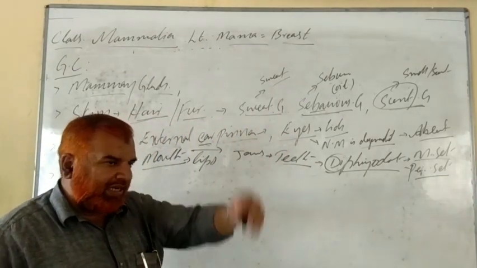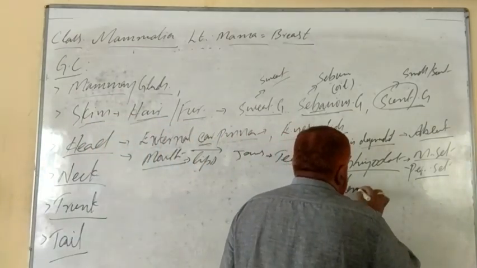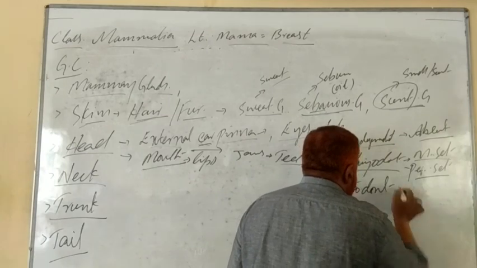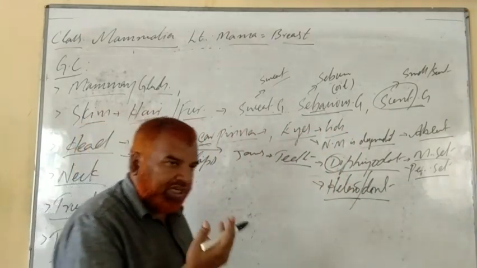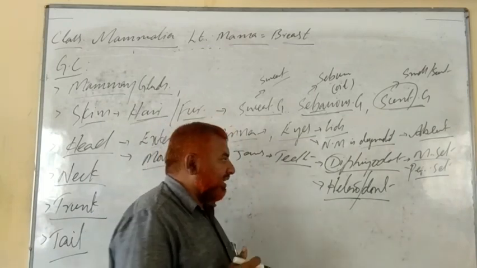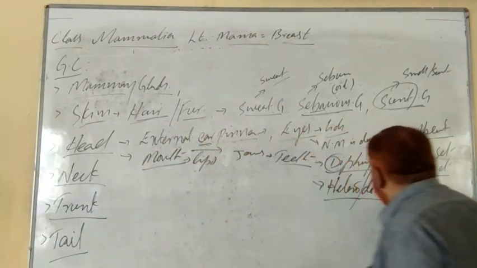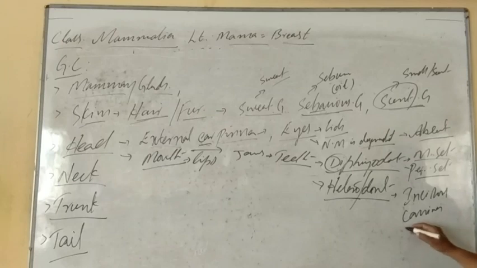We will discuss in detail about the digestive system. Fine. Teeth are also known as heterodont. Hetero refers to different or many. Dont refers to teeth, as in dentine, dental formula, dont in Greek. So hetero, why? Because there are different types of teeth. What are those? Incisors, canines, premolars and molars.